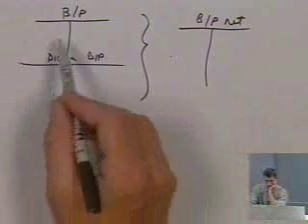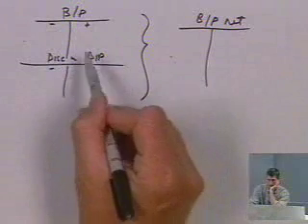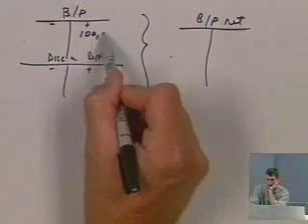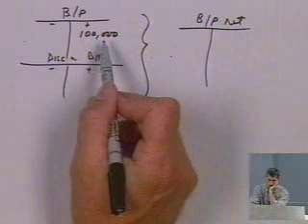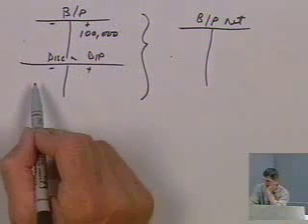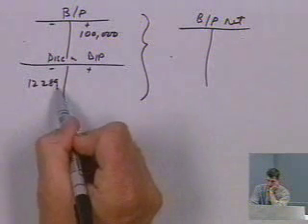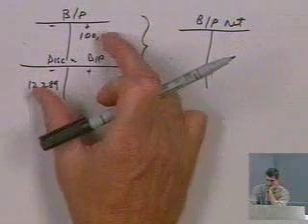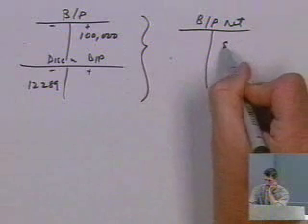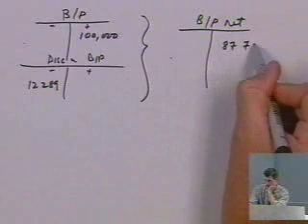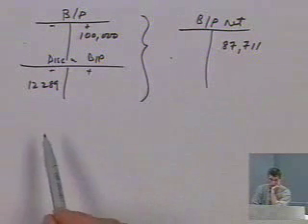So the bonds payable in total were how much? This is a liability type account. 100 bonds at $1,000 a piece, $100,000. The discount was how much? $12,289. Now these things, if we net them against each other, bonds payable net is how much? It's the amount of cash that came in the door, $87,711.